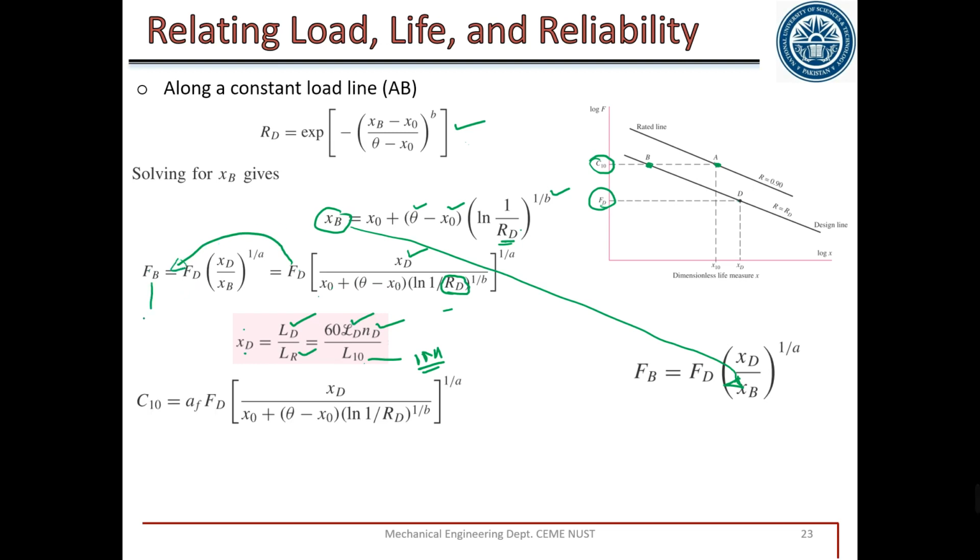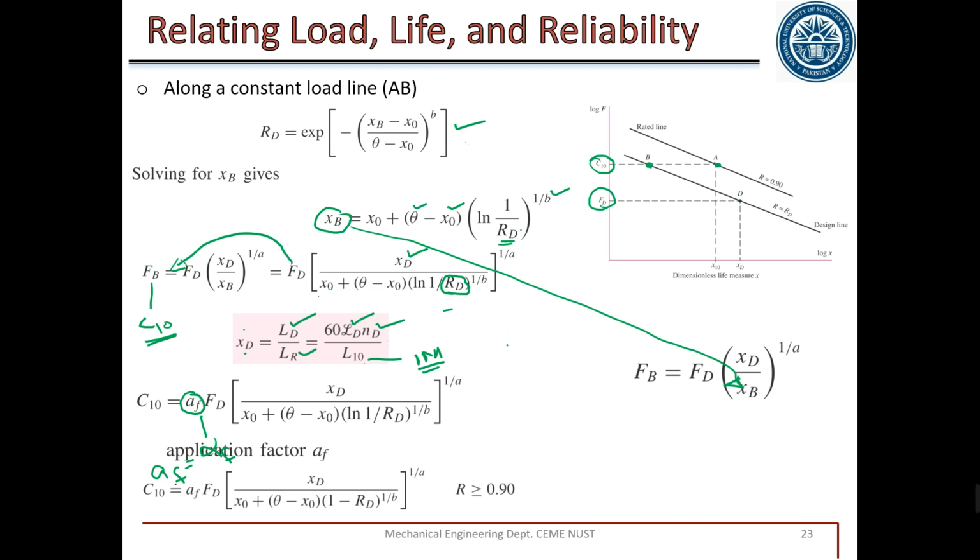FB is equal to C10. So this is the final equation. And what is alpha? Alpha F or AF is our application factor. It acts as a factor of safety. So if we increase it by 20%, and we get a value of C10, let's say equal to 100, by multiplying it with 1.2, it gives us a value of 120. So it acts as a factor of safety.